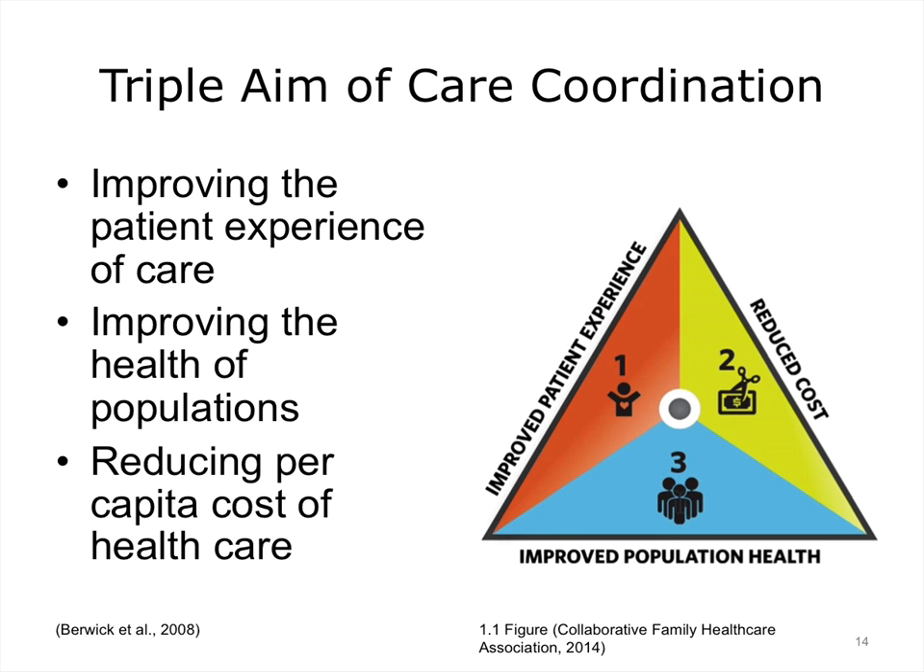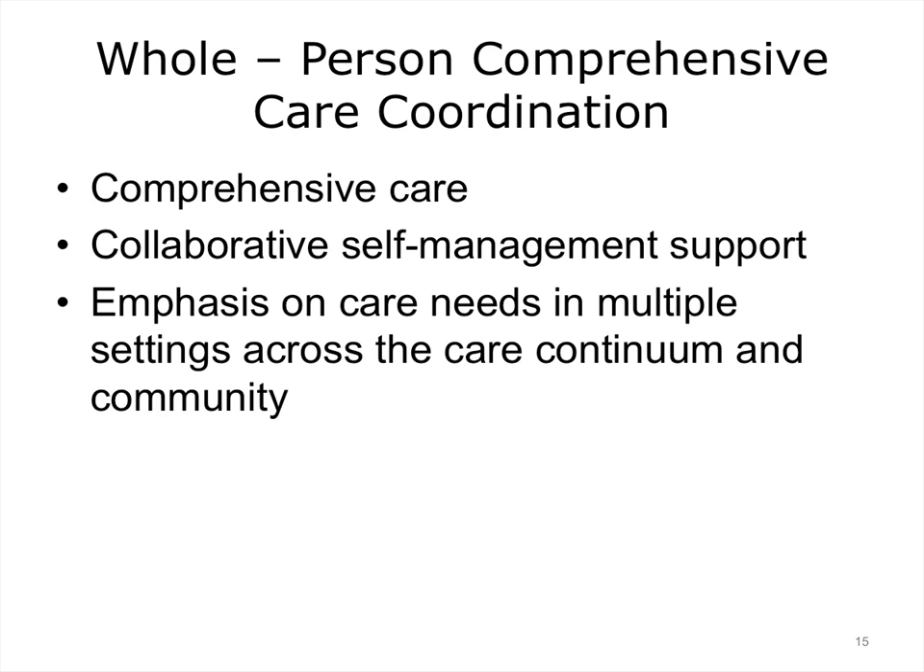The triple aim of care coordination is improving the patient experience of care, improving the health of populations, and reducing per capita cost of health care. Care coordination should be a team and family-driven process that improves patient, family, and healthcare practitioner satisfaction, facilitates children's and youth's access to services, improves healthcare outcomes, and reduces costs associated with healthcare fragmentation, which can lead to under- and overutilization of care.